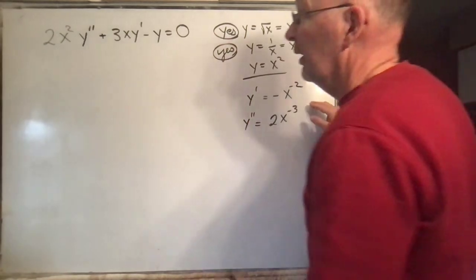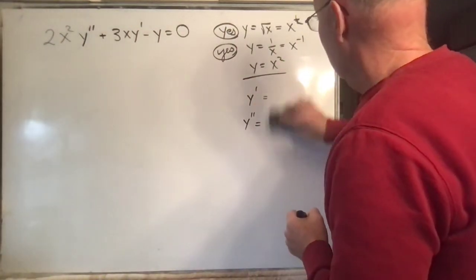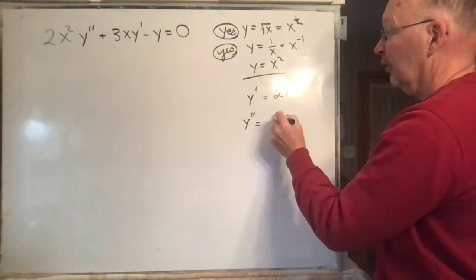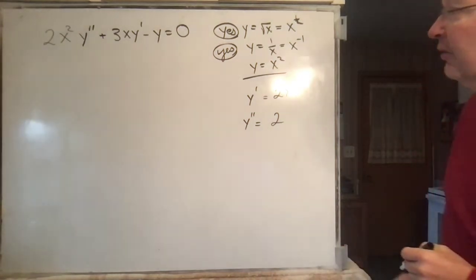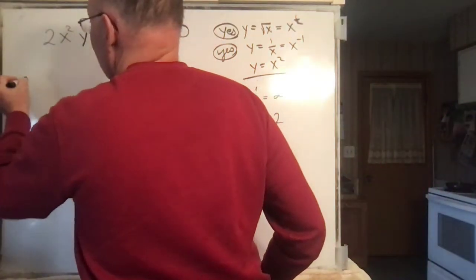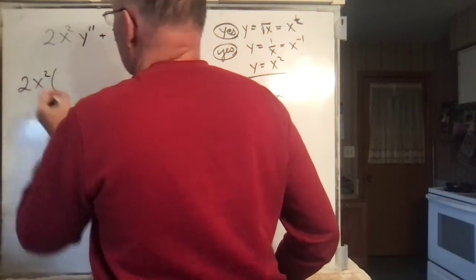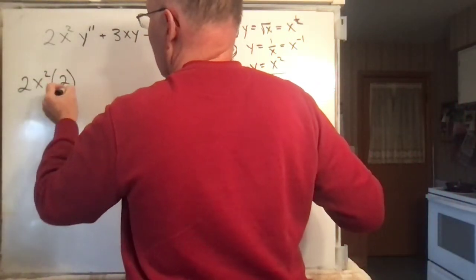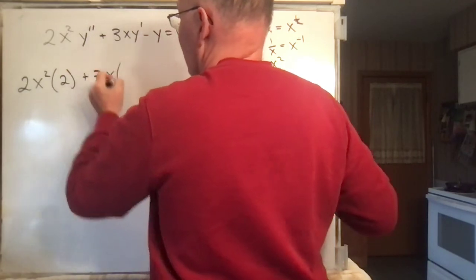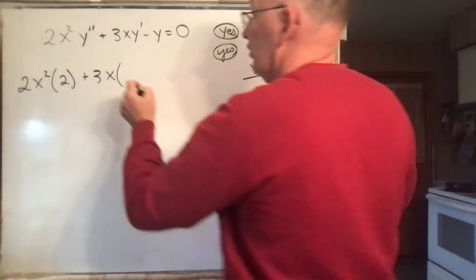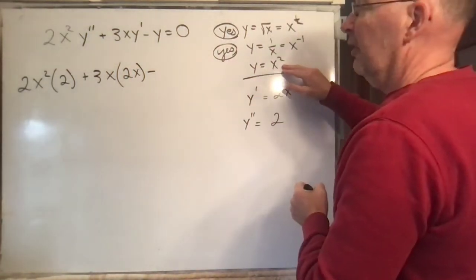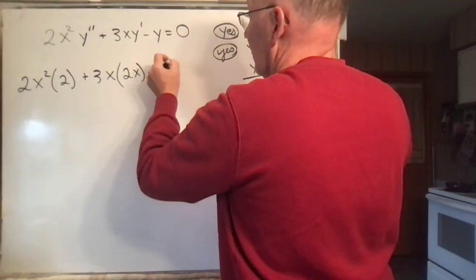Third one says, what do I take? Let's first of all take the derivatives. The derivative of x squared is 2x. The second derivative, of course, is just 2. So what does this say to do? We take 2x squared times the second derivative, which is 2, plus 3x times the first derivative, which is 2x, and then minus the function itself, which is x squared.